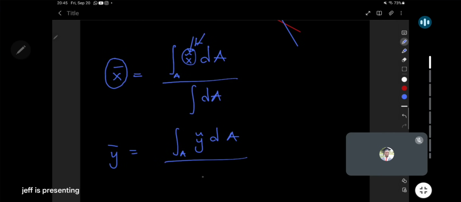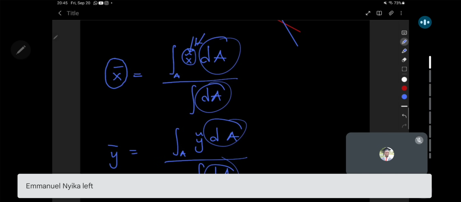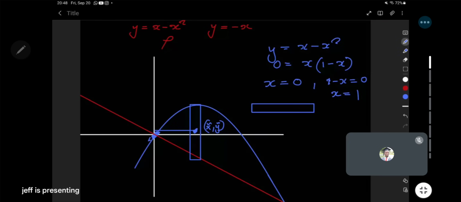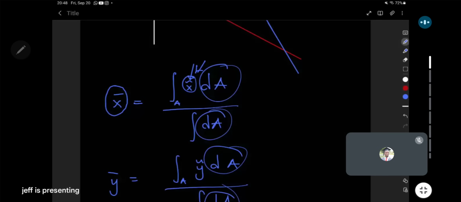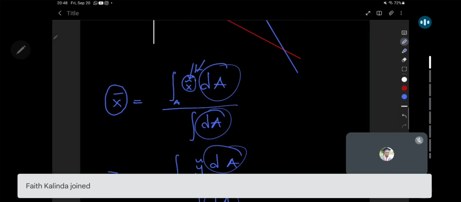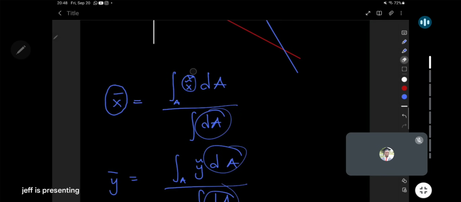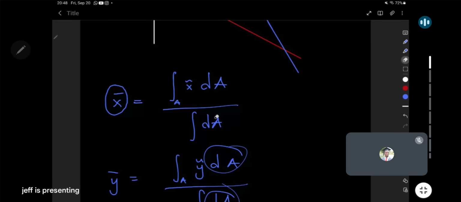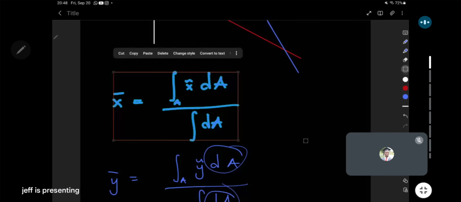This is going to be over the integral of dA. So dA will be the same here, here, here, and there. We'll see exactly how to get it in a minute. To evaluate this, the tricky part is knowing how to choose your x tilde and your dA. That is where the trick is going to be. So let's say I wanted to find the x coordinate of this area here. Let's start with that one.